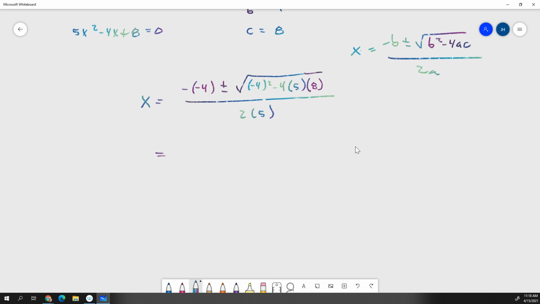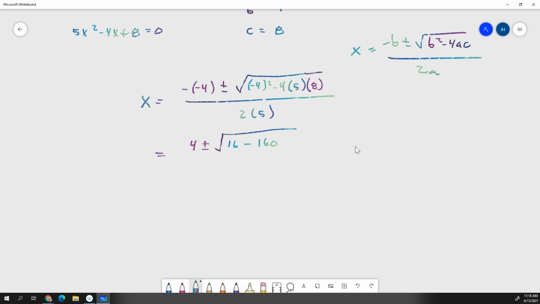So we've got negative times negative 4, that just gives us a positive 4. Plus or minus the square root of, negative 4 squared is 16. And here I have minus 4 times 5 is negative 20. Negative 20 times 8, I think, is 160. Negative 160. I better check on that, though. 4 times 8. So I was right? Okay. So we've got negative 160 plus 16.